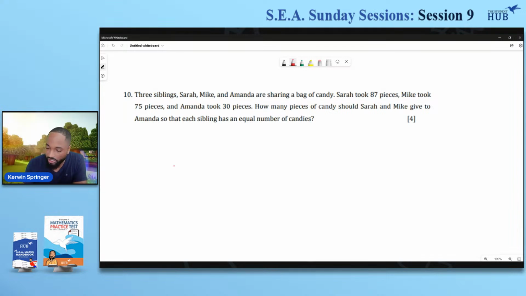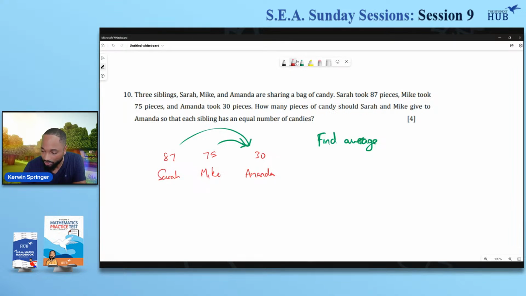Because you realize, look. Sarah took 87. Mike took 75. And Amanda is struggling with 30. So what you need to do is find the average, because you want to see how much each one of them should give Amanda so we come up equal. So find the average. How do you do that? Get the total, 87 plus 75 plus 30, work it out and then divide by 3. When you add that up, you should get 192, divided by 3 is 64.